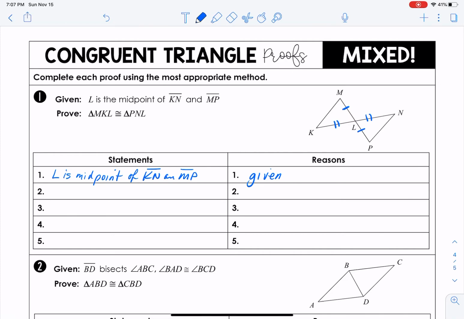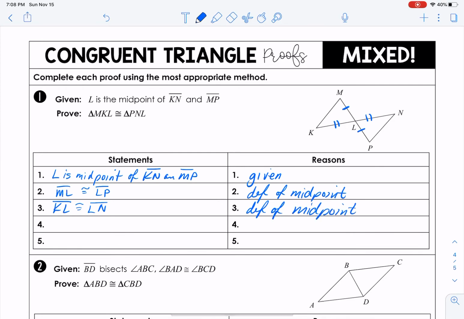So that means that I can say ML is congruent to LP by the definition of midpoint. And I can say that KL is congruent to LN because of the definition of midpoint. Midpoint means that it cuts a line in half.